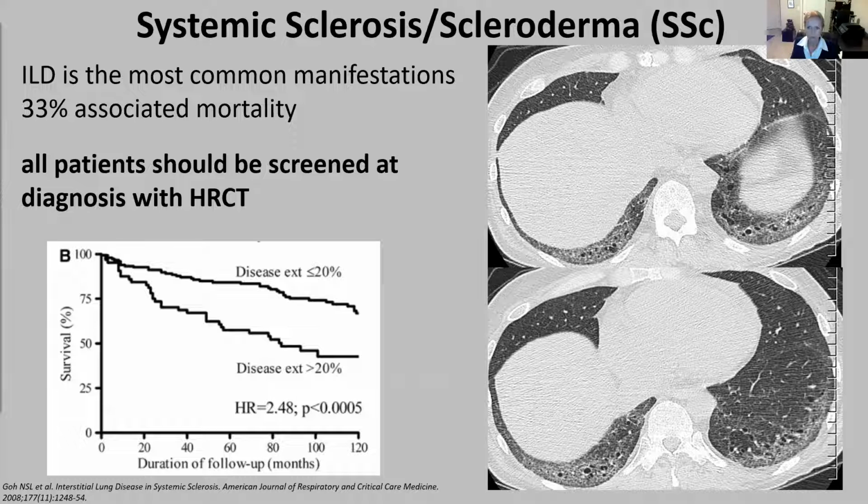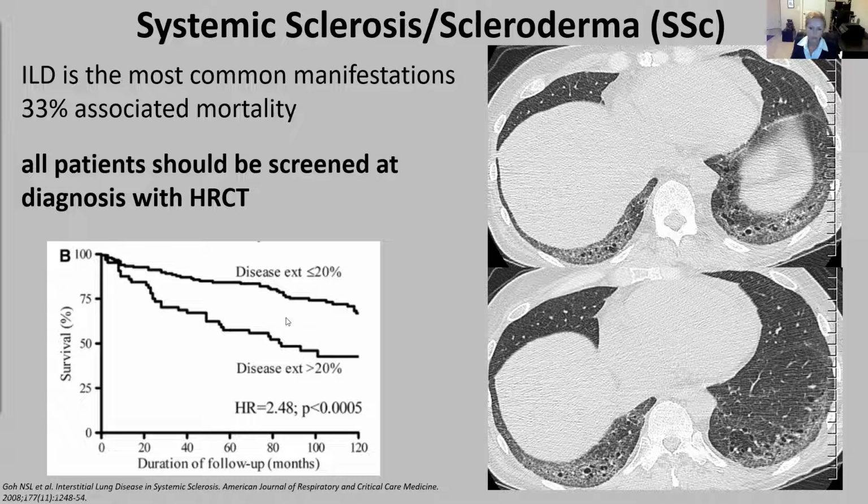ILD is the most common chest manifestation in systemic sclerosis and accounts for 33% of mortality. All patients diagnosed with systemic sclerosis should be screened with a CT at the time of diagnosis for the presence of interstitial lung disease and for the extent of the disease. This affects the prognosis and the treatment.